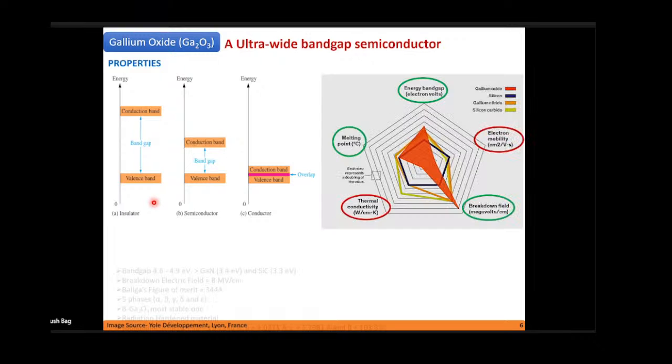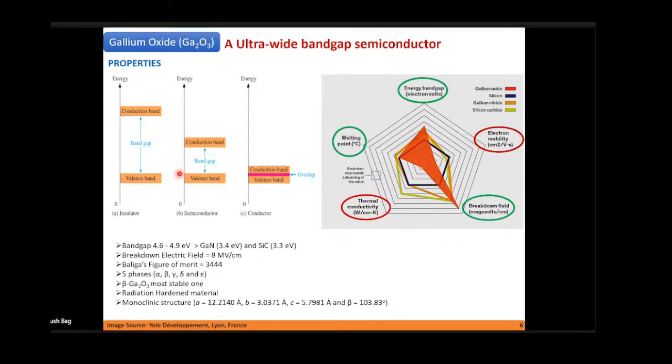Similarly, there are a few other material parameters that come with gallium oxide, unlike elemental semiconductors such as silicon or germanium, as well as a few compound semiconductors such as silicon carbide or gallium nitride. This pentagon shows the different material properties of these semiconductor materials. Here we are comparing gallium oxide, the orange color, with silicon, gallium nitride and silicon carbide. In this pentagon, the 5 corners represent 5 different properties of the material. In this figure you can see that compared to other materials, gallium oxide has the widest band gap, and that is why it has a very high melting point.